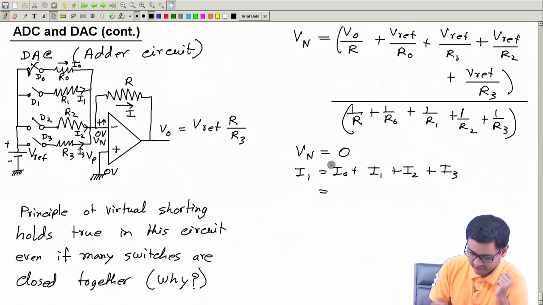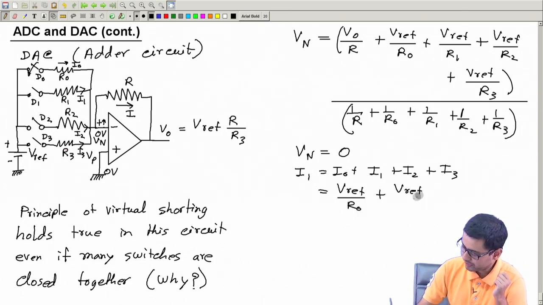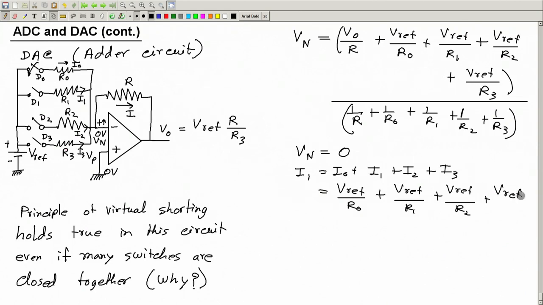Now, how much will be I0? I0 will be: this is at Vref, this is at 0, so divided by R0. So, Vref by R0. Similarly, this will be Vref by R1 plus Vref by R2 plus Vref by R3. This is because Vn is equal to 0, which implies this is I. And from this we can write now VO is how much? This potential minus this drop. So, 0, so we can write VO is equal to 0 minus I R.